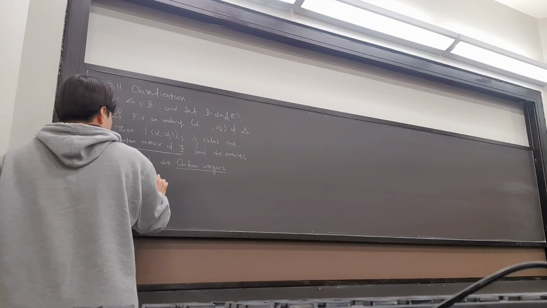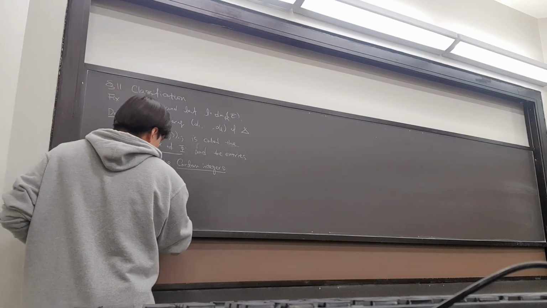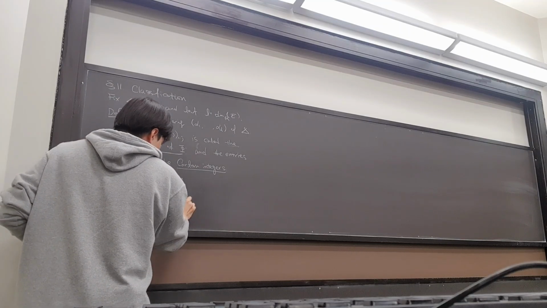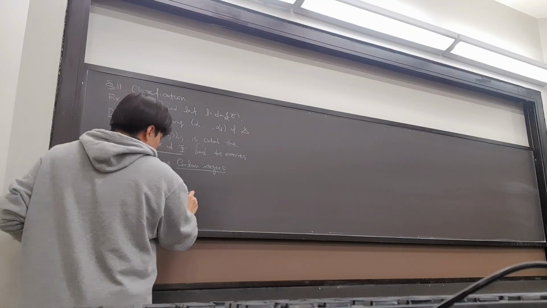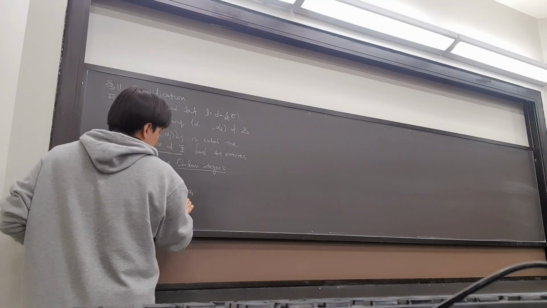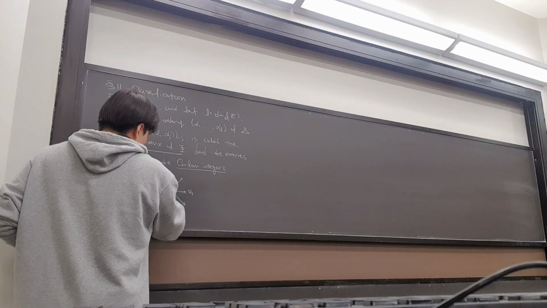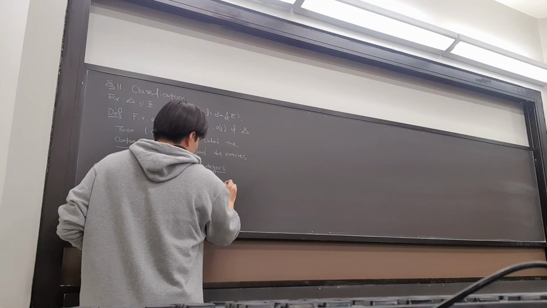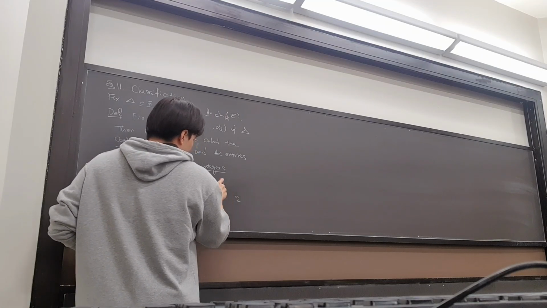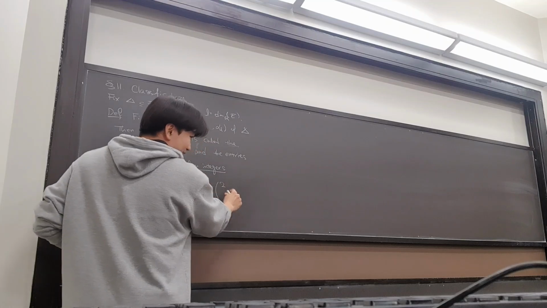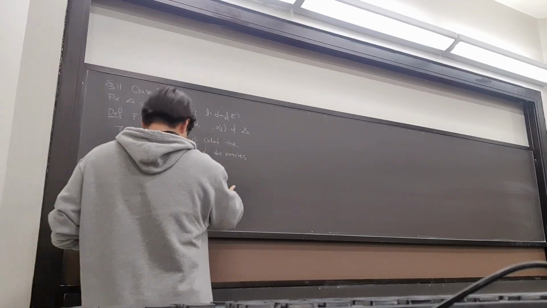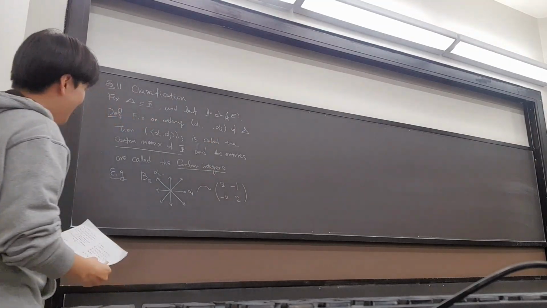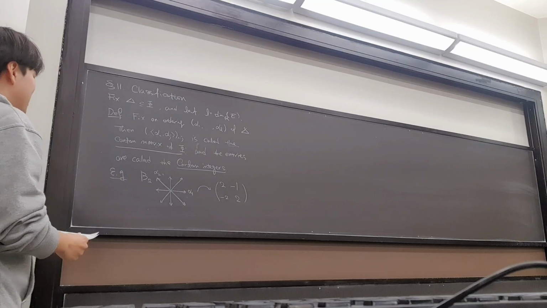So let me do the example. So we know the root system B2, right? So it looks like this. And I can give an ordering. So I say this is alpha 1 and I can denote this one by alpha 2, right? So we can make a matrix. The diagonal entries are always 2, and using a very easy calculation we can get this matrix.